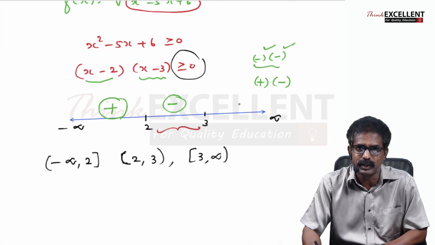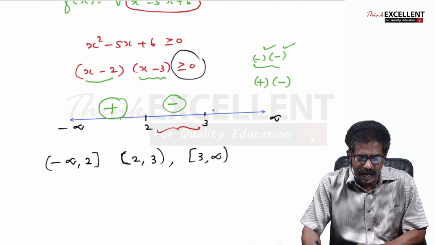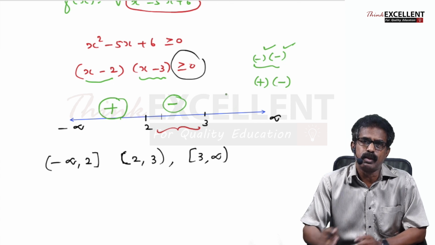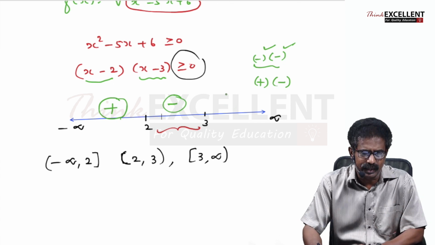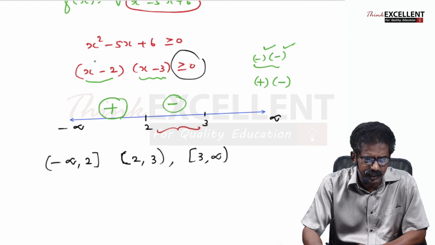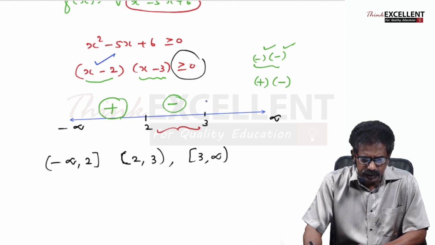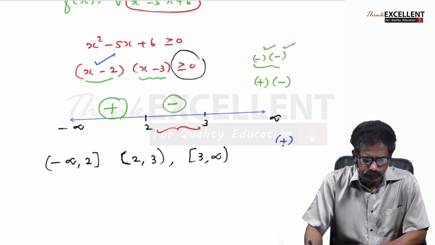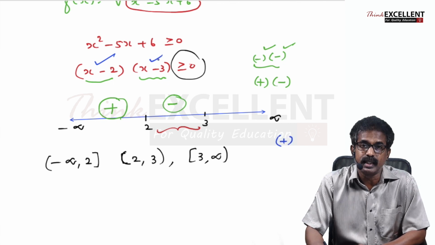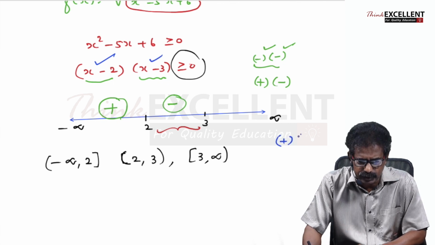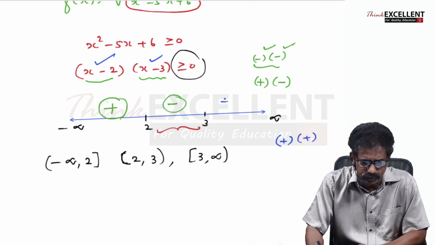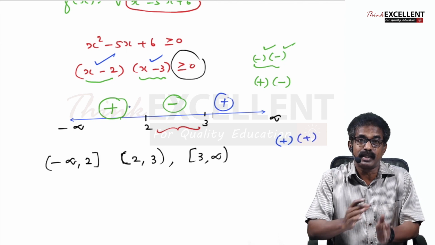Already you know it should be positive, right? Let us check it. After 3, you take a number more than 3. For example, you take 10. If I take 10 in the first factor, 10 minus 2 is 8, positive. For the second, 10 minus 3 is 7, positive. So positive into positive, what is it? Positive. So just by finding one, you can find the alternate signs will change.